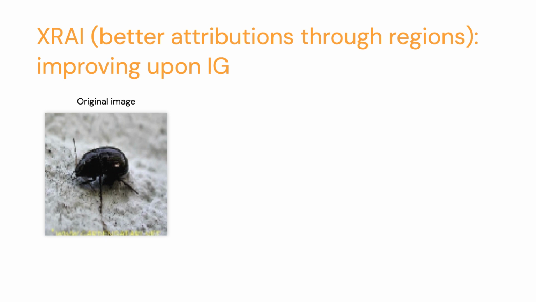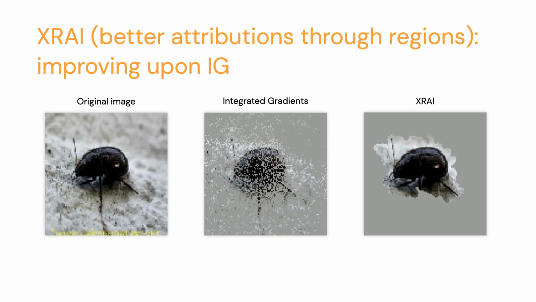Introducing a method called XRAI, the newest explainable AI method from Google Research, which is also now available in the explainable AI products on Google Cloud as well. It builds upon integrated gradients using a novel region-based attribution method to overcome the baseline selection problem. As you can see in the image on the right, instead of identifying individually important pixels, XRAI is creating or highlighting a region of the original image as being important to the prediction.